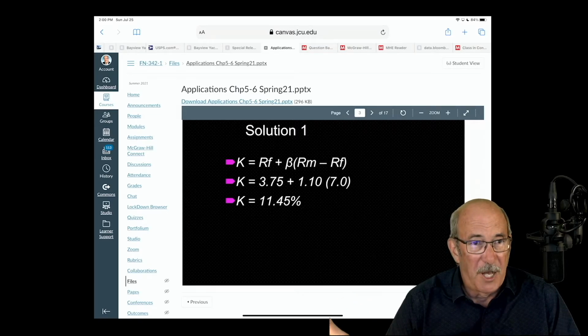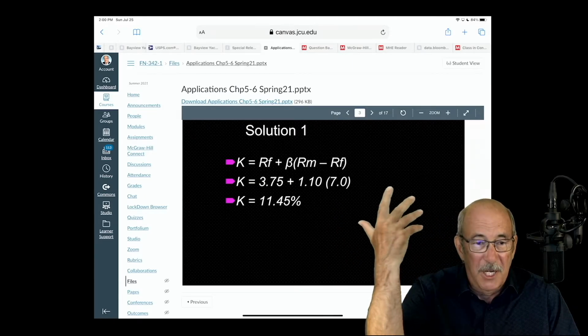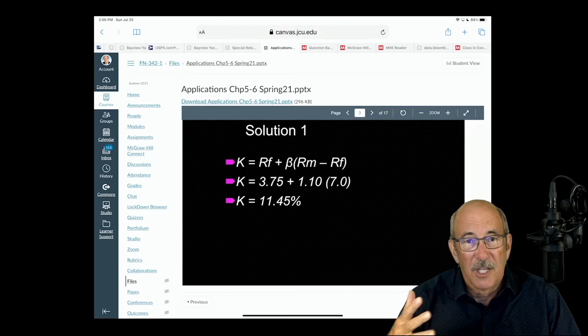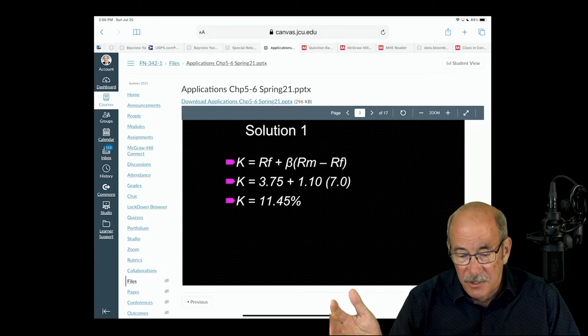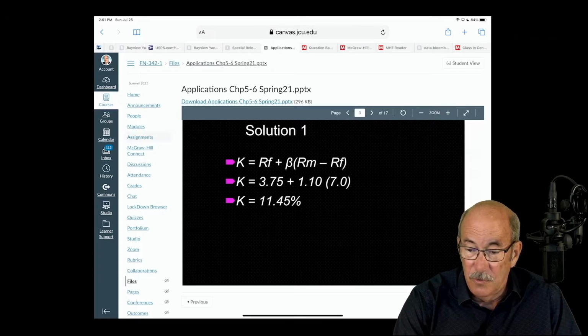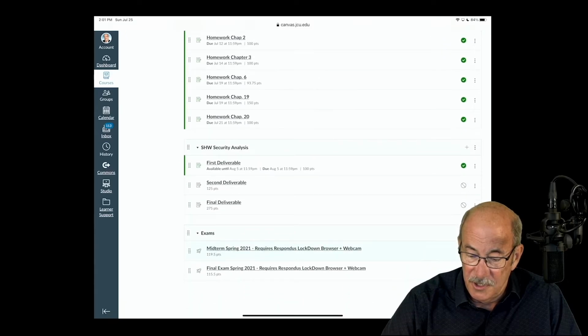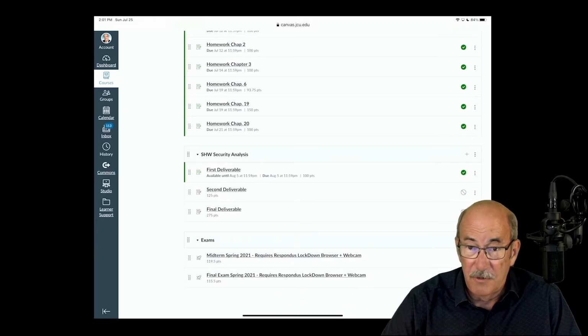What do they call it? Respondus is the video thing. So you'll do the scan of your workspace, and then you'll get started on it. And so you don't have to go into Zoom. You would go straight to assignments, and you're going to see that right down here.